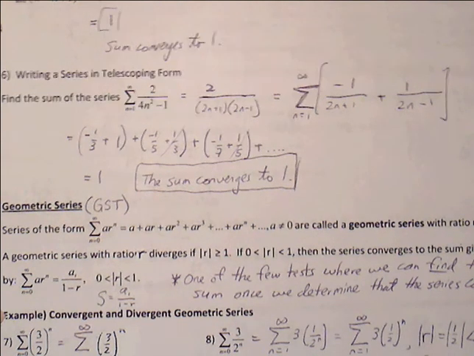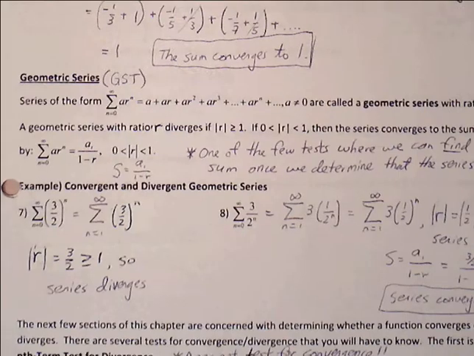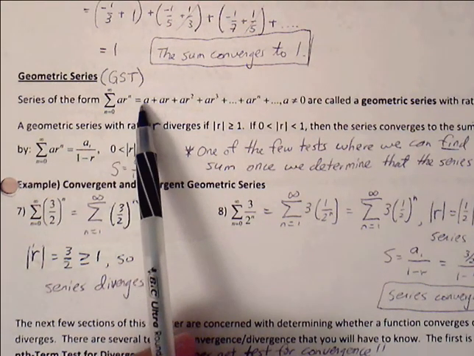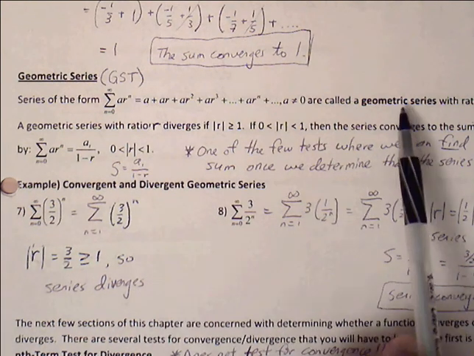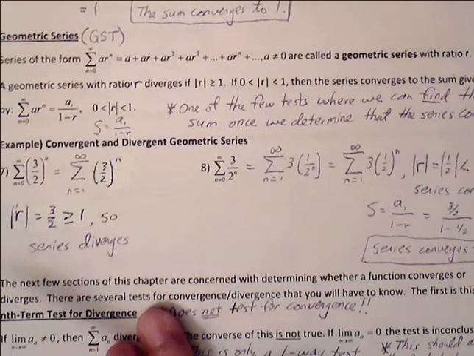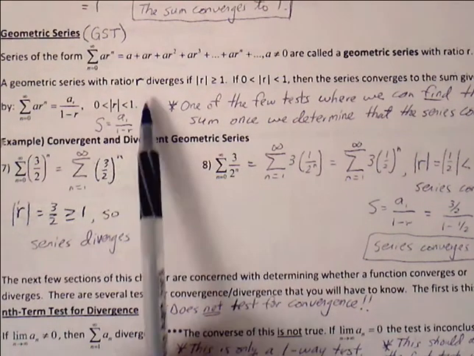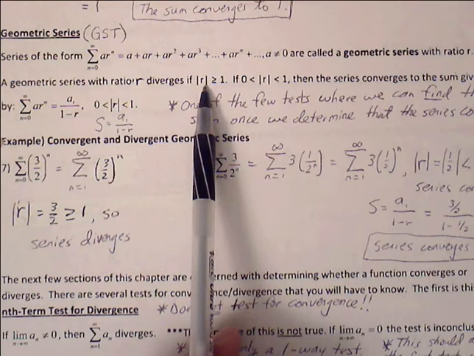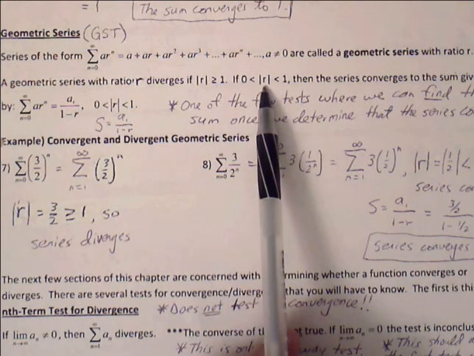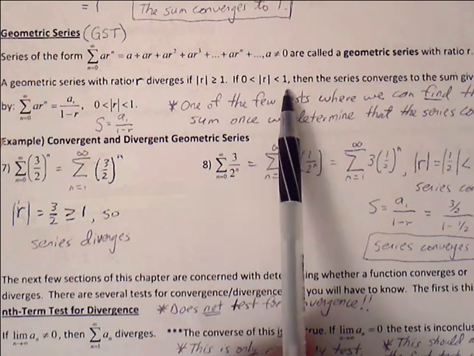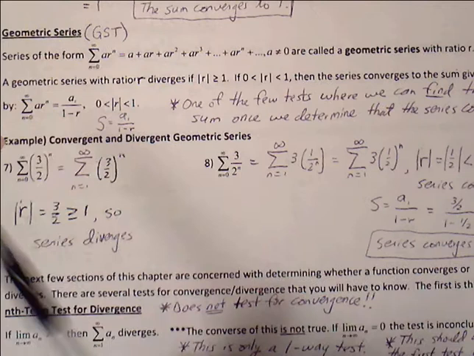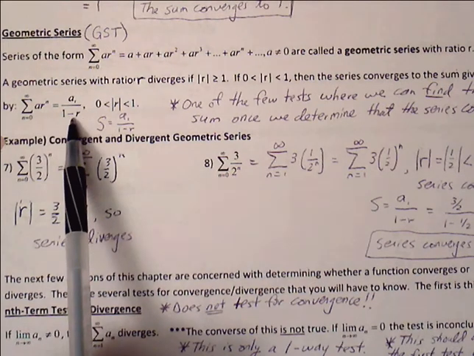Okay, so next topic is geometric series. Series of the form a times r to the n are called a geometric series with a ratio of r. A geometric series with a ratio of r will diverge if the absolute value of r is greater than or equal to 1. However, if the absolute value of the ratio is between 0 and 1, then the series will converge to the sum given. And the sum is a sub 1 over 1 minus r.